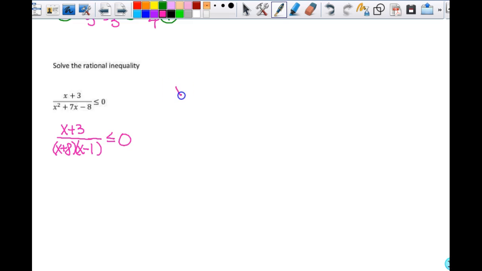So then my zeros I get from the numerator. My vertical asymptotes, because it's a rational, I get from the denominator. I'm going to have x equals -8 and x equals 1. So I'm going to draw my number line. I have to plot all of those on there.